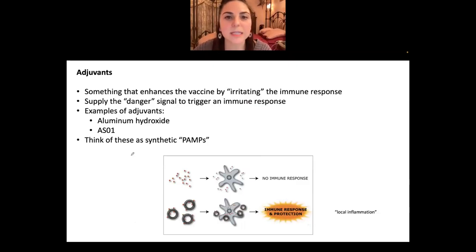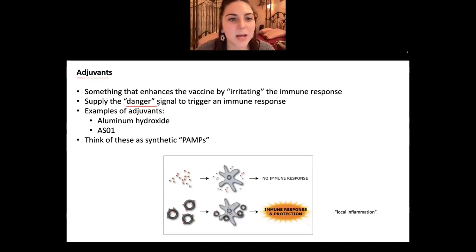So adjuvants, again, I talked about them. These are like your annoying sibling that annoys you to the point where you chase them around the room. Kind of the same idea. So you're enhancing the vaccine solely by irritating the immune system. You're not making antibodies against it. It's not like a hapten. These are not haptens. It's not immunogenic because it's just there to trigger inflammation.